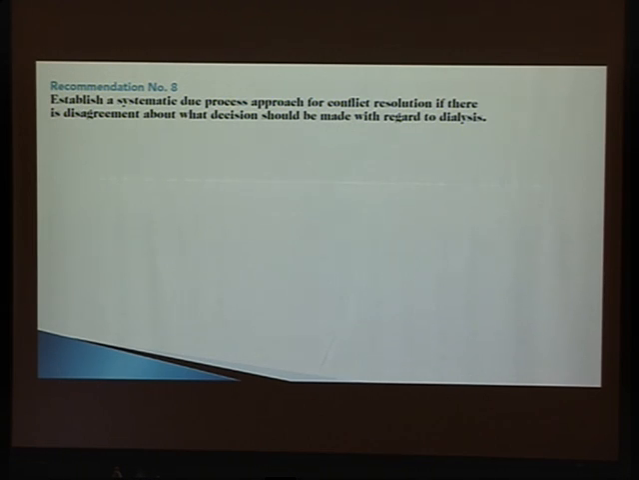Recommendation number 8 is to establish a systematic due process approach for conflict resolution if there is disagreement about what decision should be made with regard to dialysis.